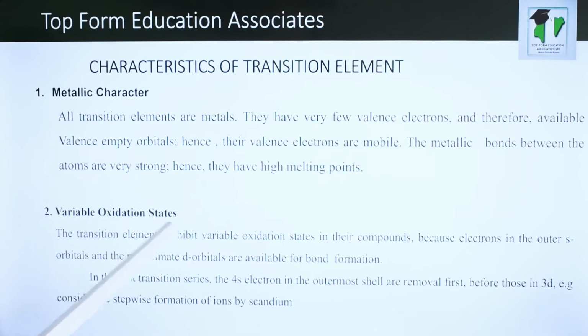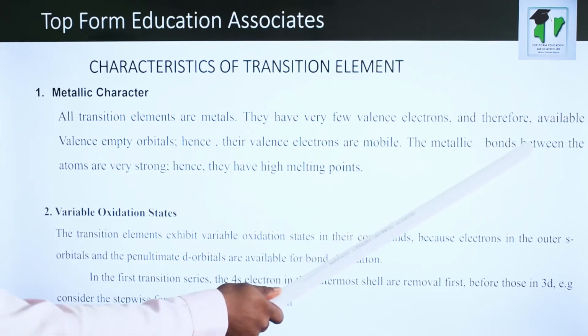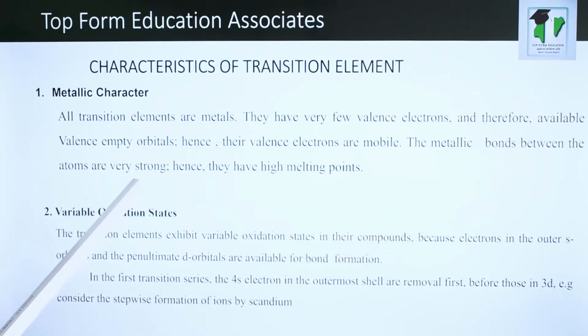What we mean by this is because the valence orbital is empty, there is space for the electrons to move from one position to the other. Because they can move from one position to the other, we say they are mobile, and those electrons are called mobile electrons. The metallic bonds between the atoms are very strong. Hence, they have high melting point. In other words, one of the characteristic properties of metals is that they have high melting point and also high boiling point.